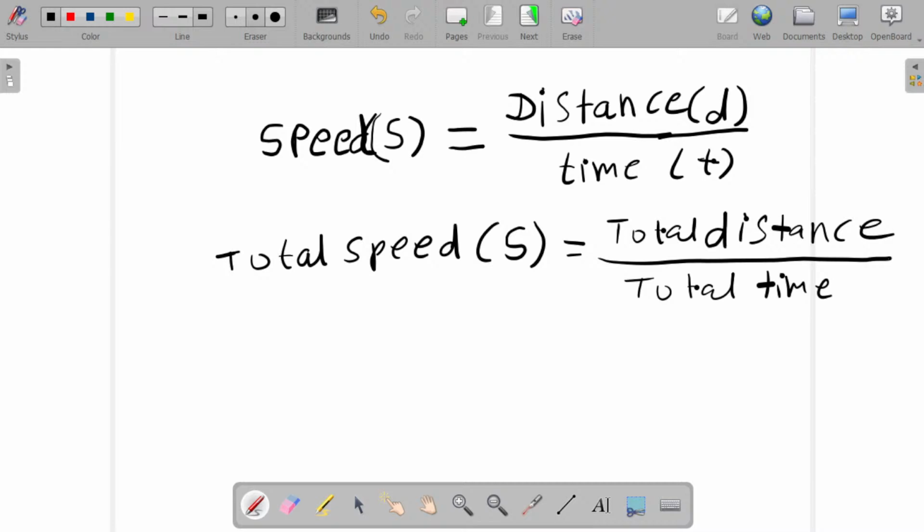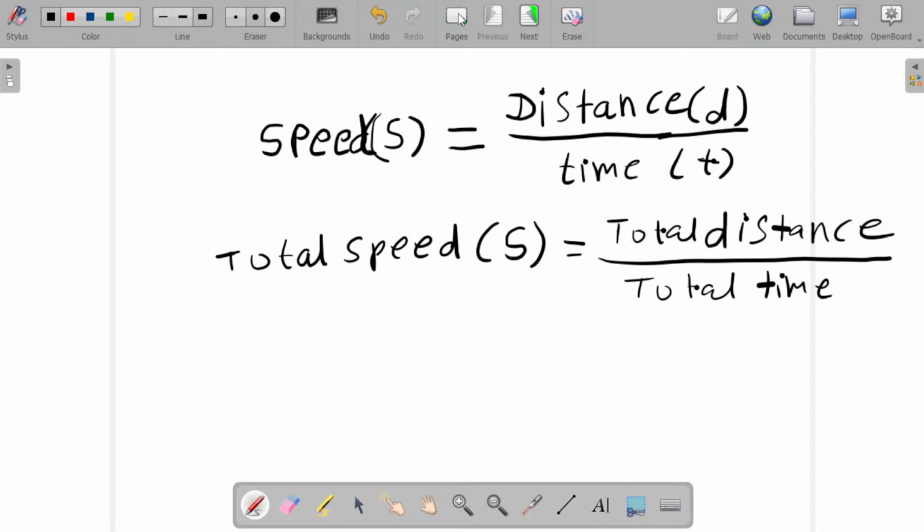Let's go through other basic things before solving the questions. These two formulas I already told you. Let me explain it first. The definition of speed is distance per unit time: the distance covered per unit time by an object is called the speed of the object. Similarly, total speed is the total distance covered by an object in the total time. Both formulas are explained here.